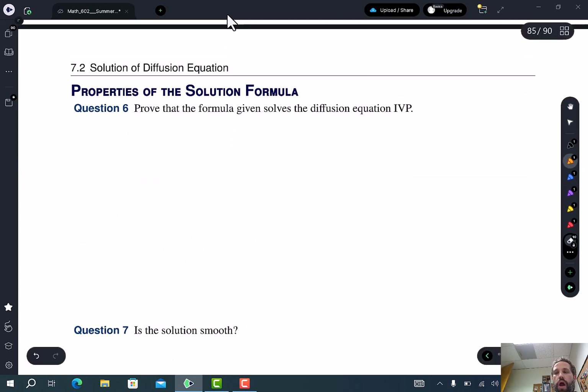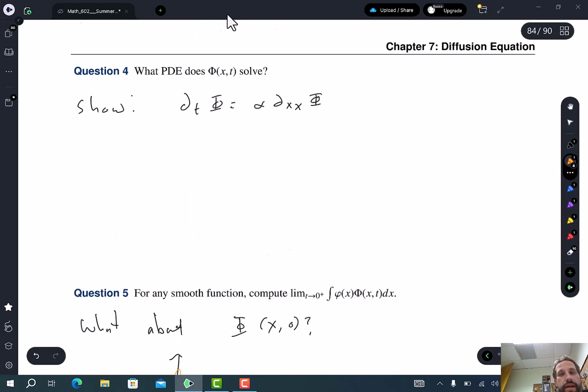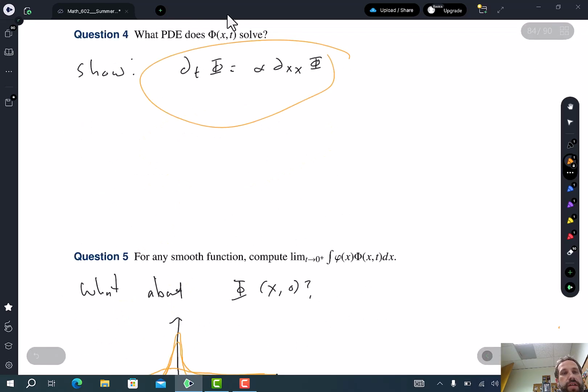All right, so what are some of the properties of the solution that we just looked at? It says, prove that this formula satisfies the diffusion equation IVP, initial value problem. So I'm not going to talk about this one right now. You can look more at that later. Okay, so one is to show it satisfies the PDE. Okay, and to do that, you're going to differentiate under the integral sign and use this fact right there. So I'm going to leave that to you.